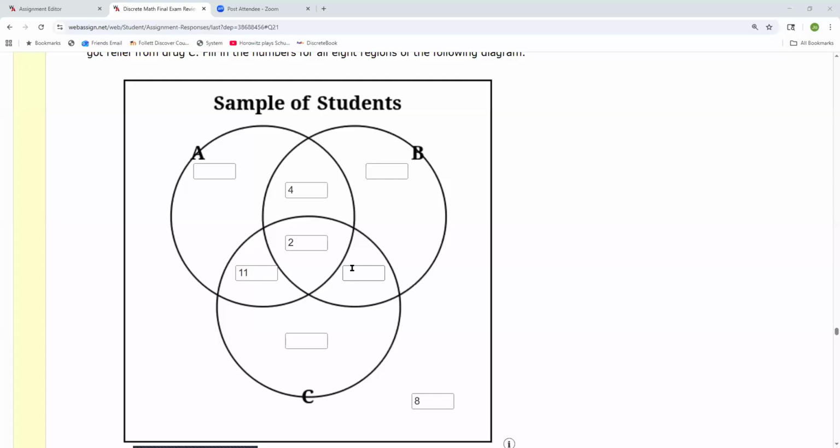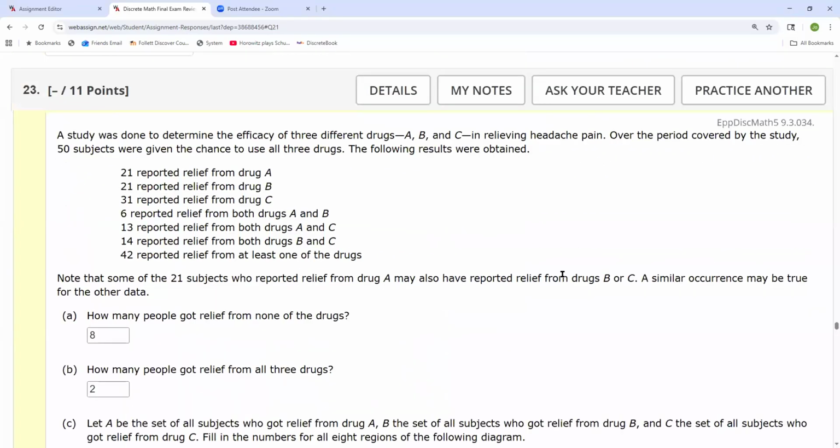These two numbers that are in common right here, they have to add up to, oh, I forgot the numbers, but you can't do everything at once. Okay, 14. They have to add up to 14. So that would be 12 right there. And then how many were in common too?